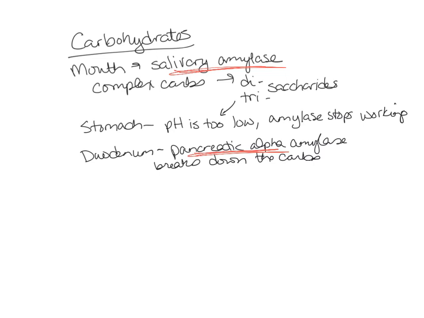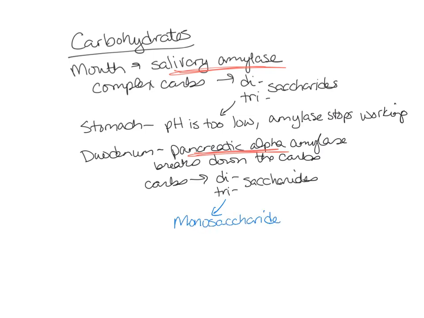In the mouth, it's coming from the salivary glands. In the duodenum, it's coming from the pancreas. So the amylase starts to break these carbs down into, again, those di and trisaccharides. Those di and trisaccharides will then be broken down into monosaccharides. And they are fragmented into monosaccharides by these brush border enzymes.